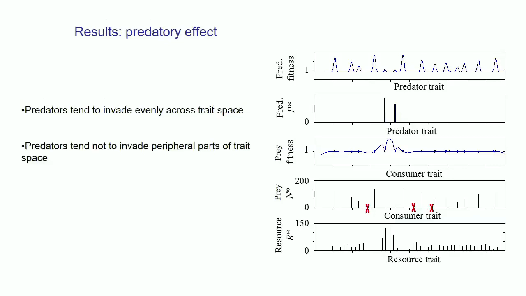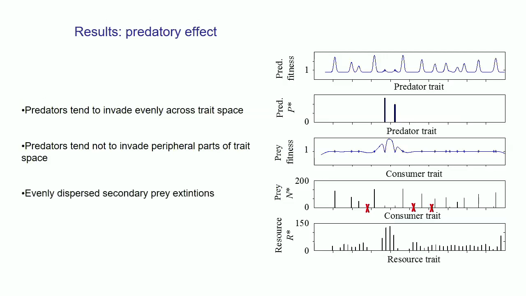So we confirm our first prediction. We do, however, see that predators tend not to invade the peripheral parts of the trait distributions, and that is due to low invasion fitness in the peripheral parts, basically. So predators increasing community clustering is unlikely, and we don't see it in our simulations.